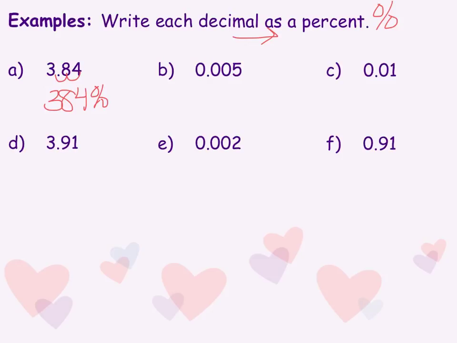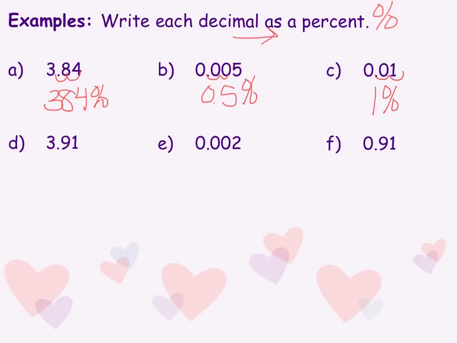Example B, already a decimal point, two places to the right. Now, you don't have to write all the zeros in front of it. If you just write 0.5, that's totally fine. These other zeros that come in front are just placeholders. Any zeros that come in front of the decimal point, you don't need to write. But I am missing one thing. I need the percent sign. Example C, two places to the right. So this one becomes 1%.